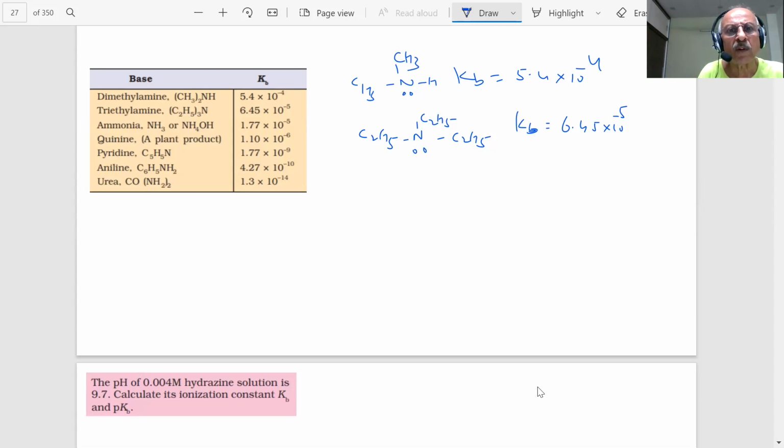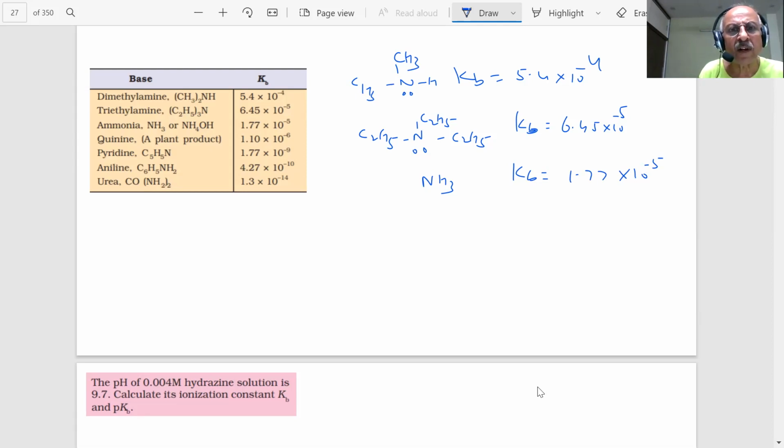Ammonia, see how much ammonia is: Kb 1.77 into 10 minus 5, students. So if you want to compare, the basicity order is this, 2 degree more than this, and this is the order of decreasing basicity.